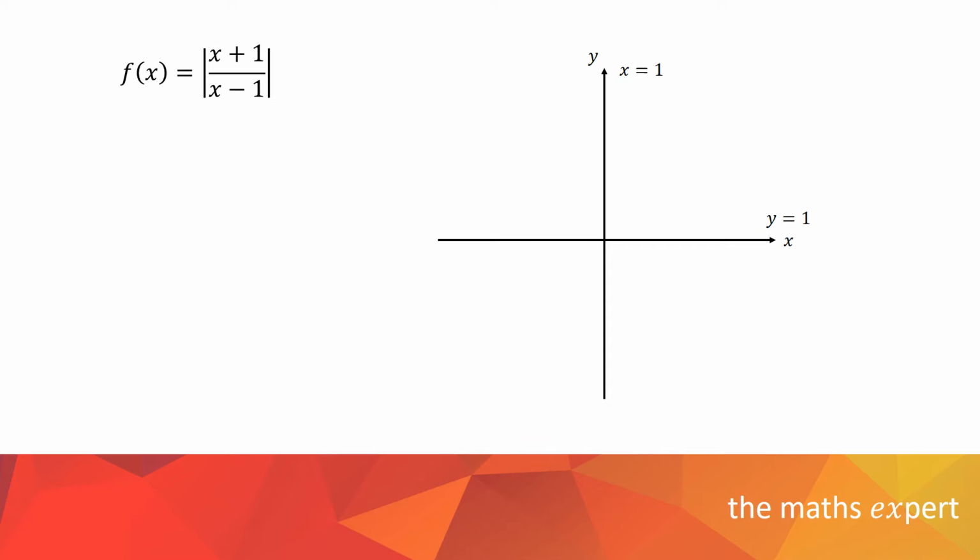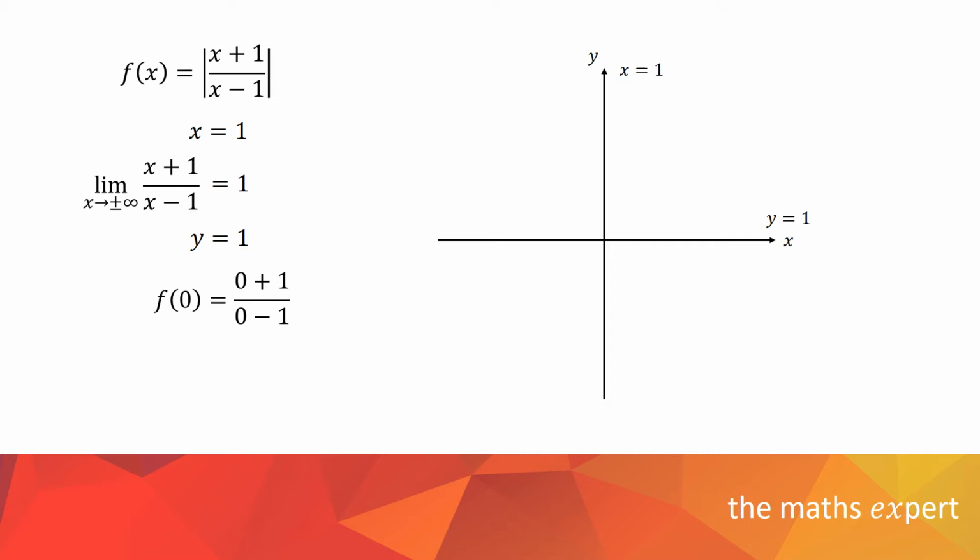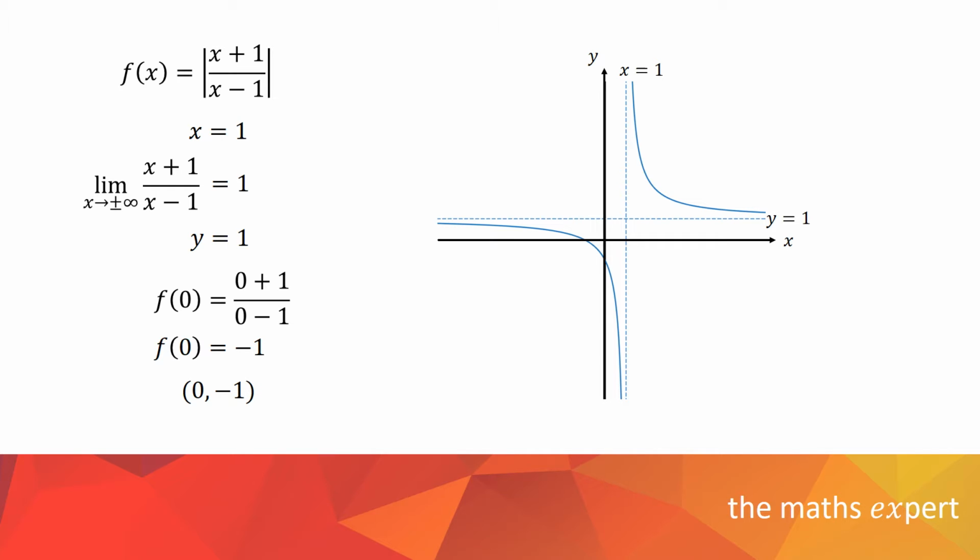First, we will look at how to sketch a modulus function. To begin with, we want to sketch the function inside the modulus and then perform a transformation. As discussed in episode 1, we will first consider the asymptotes. The vertical asymptote will be x equals 1, and the horizontal asymptote will be y equals 1. We will also find the y-intercept to inform which quadrants to sketch each part of the function. Please go to episode 1 for more information on this process.